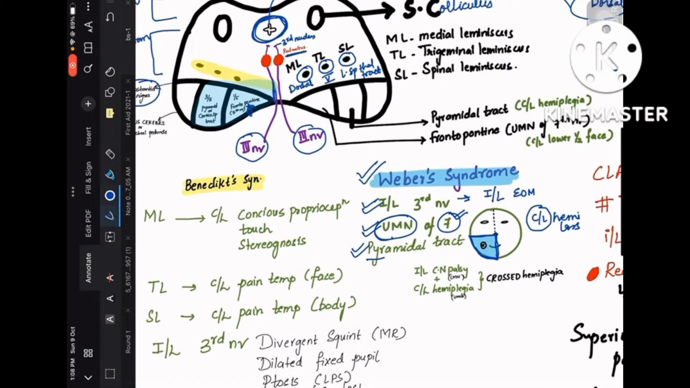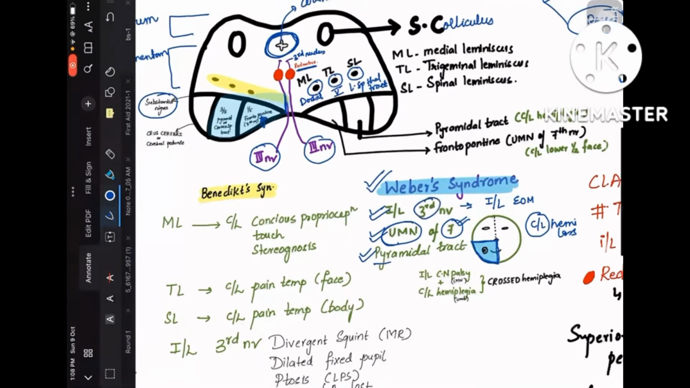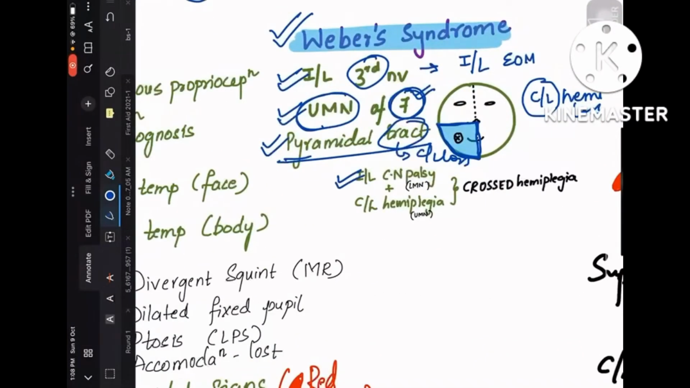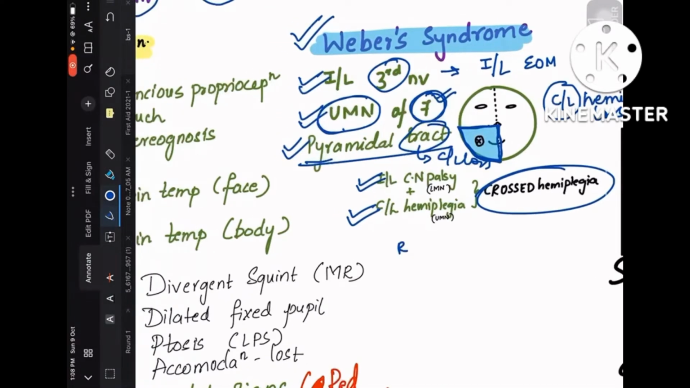For now, remember that in Weber's syndrome, you have 3rd nerve involvement, 7th nerve involvement, and the pyramidal tract. Since the word tract, like pyramidal tract, is there, that leads to contralateral loss. So that is what I have written here. Ipsilateral cranial nerve palsy and contralateral hemiplegia, that is called crossed hemiplegia. So if the lesion is on the right side, that leads to right side third nerve palsy, whereas left side hemiplegia.